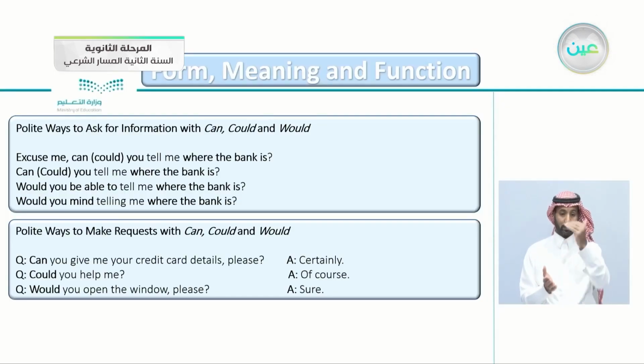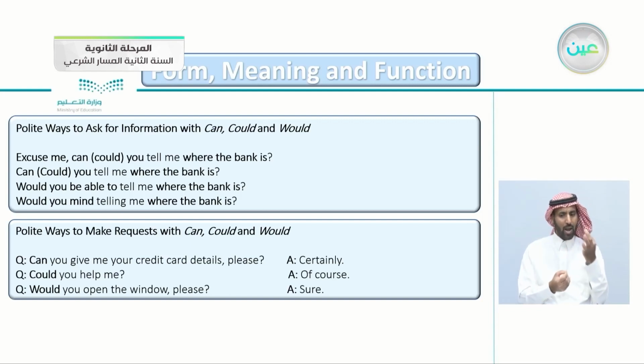Another part of the lesson here: polite ways to ask for information with can, could, and would. Let's take some examples. Excuse me, can or could you tell me where the bank is? Of course, we begin with "excuse me." So this is a polite way to ask for information.